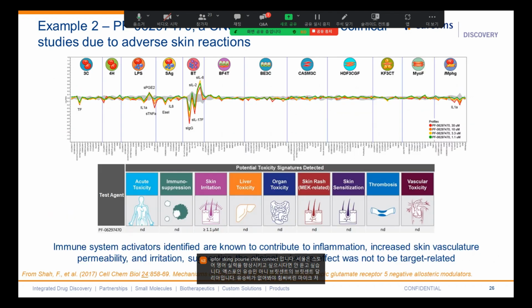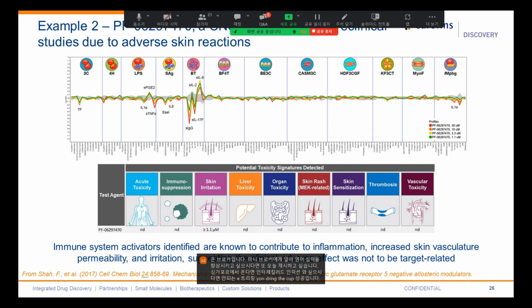So this is the Diversity Plus profile for this particular drug here. And you see, as might be expected, it shows a relatively clean profile in many of the systems. But you'll notice in the BT system, a little bit in the SAG system, and also in the LPS system, there are some quite notable responses. In particular, the induction of IL-2 and IL-6 in the BT system, and prostaglandin E2 in the LPS system.